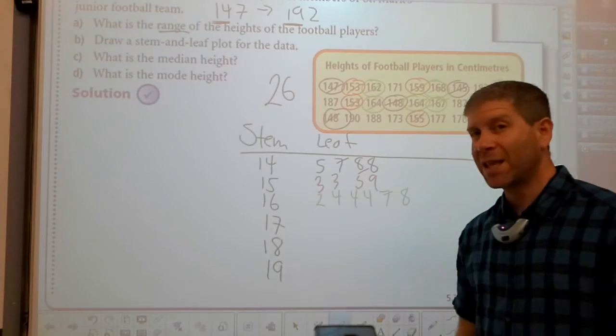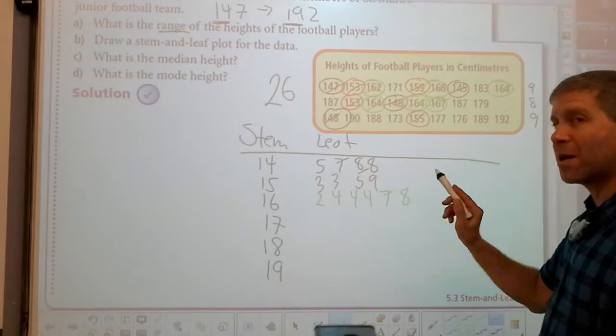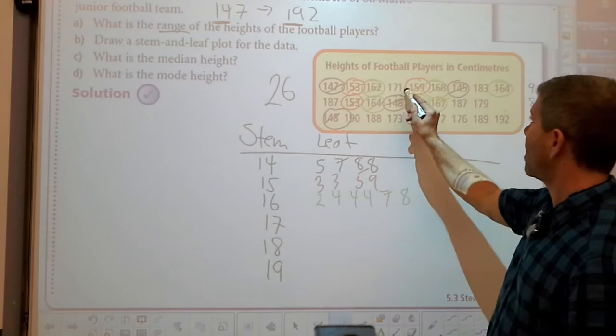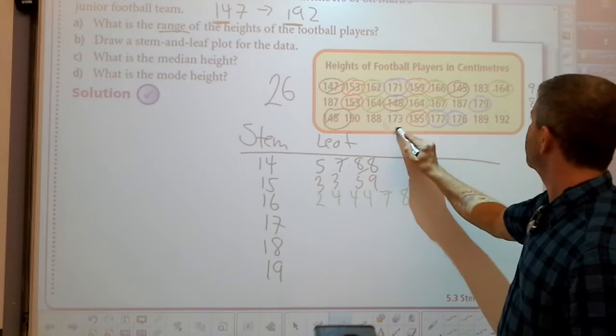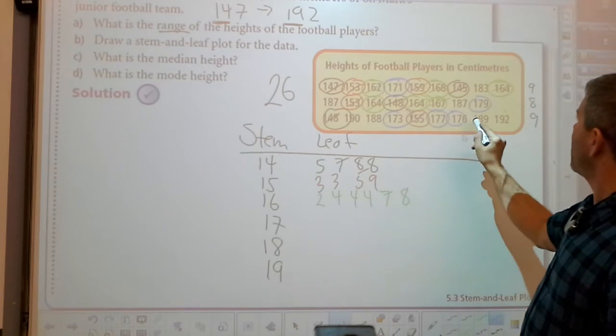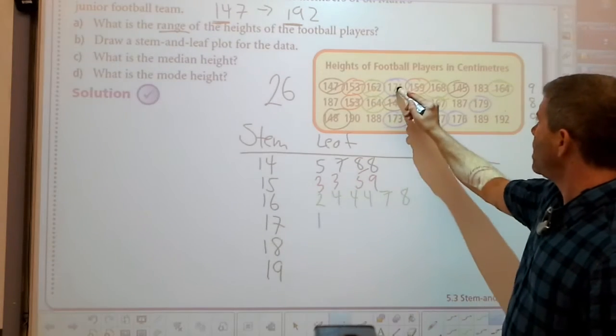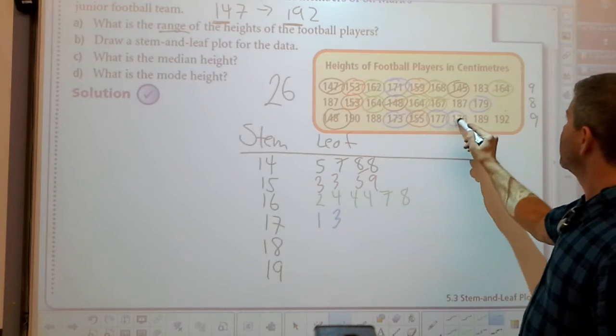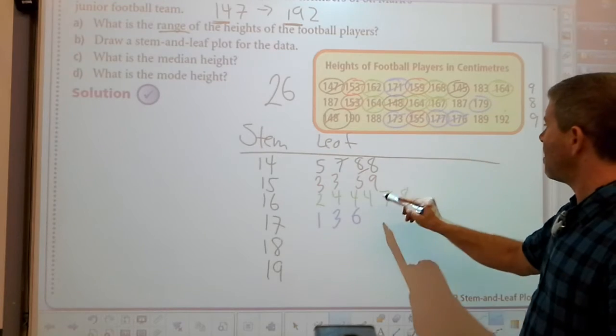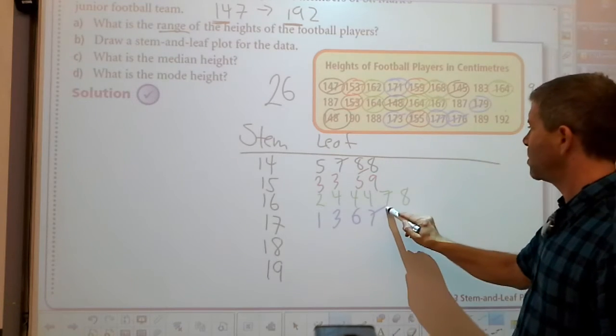Different color again. I think this color system is working really well because I don't think I'm making any mistakes like last time. 170s are next, so I'm going to circle first. And the smallest is 171, so that's a 1. Then 173, so a 3. 76, so a 6. 77 is a 7. And 79, so a 9.